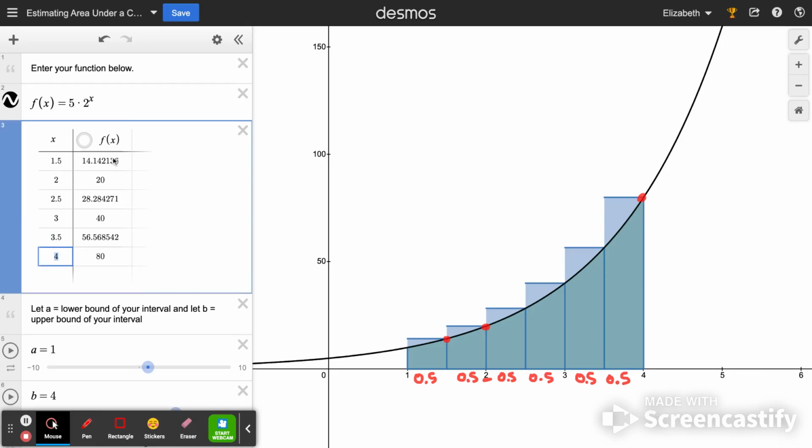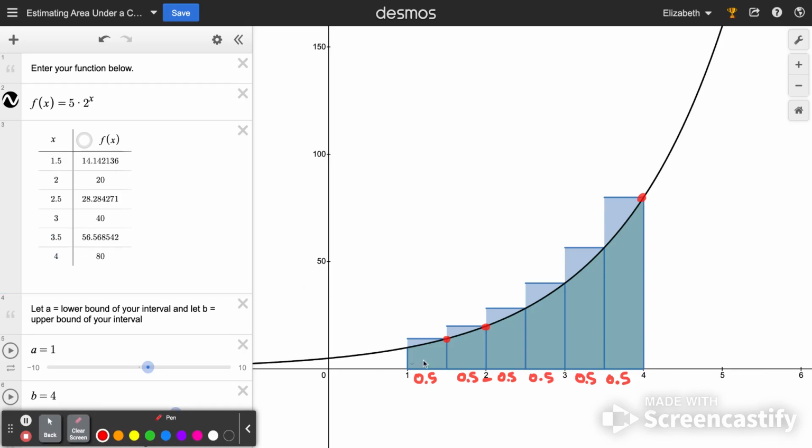Okay, so now I have the heights of all my rectangles. I have the height of this rectangle, I have the height of this rectangle, and they come from these numbers right here because the value of the function is the height of the rectangle. So I have 1, 2, 3, 4, 5, 6 rectangles, 1, 2, 3, 4, 5, 6 values. Now, to find the area of each rectangle, I need to multiply each of these by 0.5, base times height, and then I will get the area of each rectangle, and then I need to add them all up.